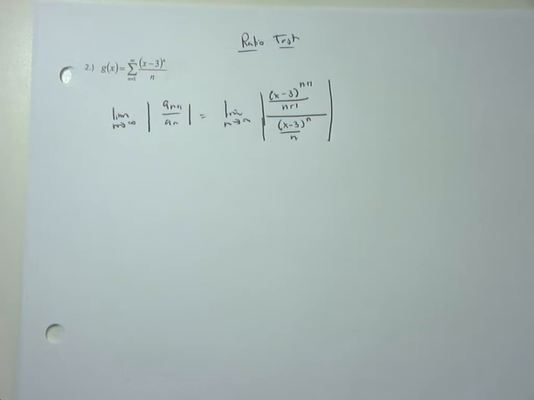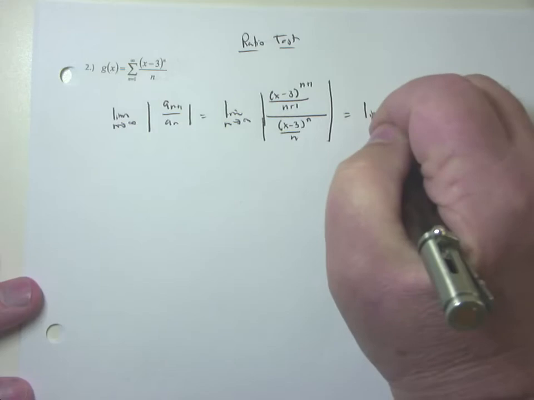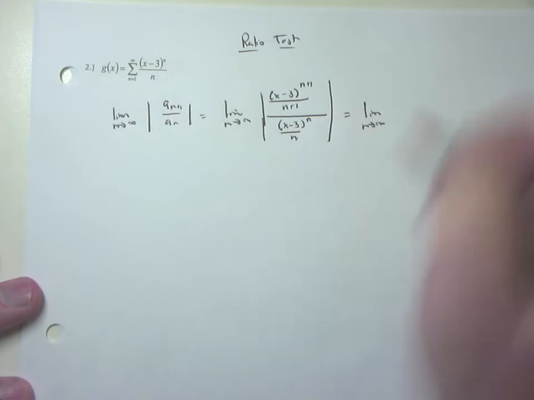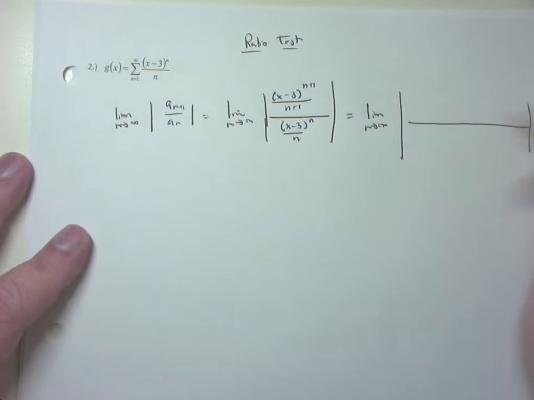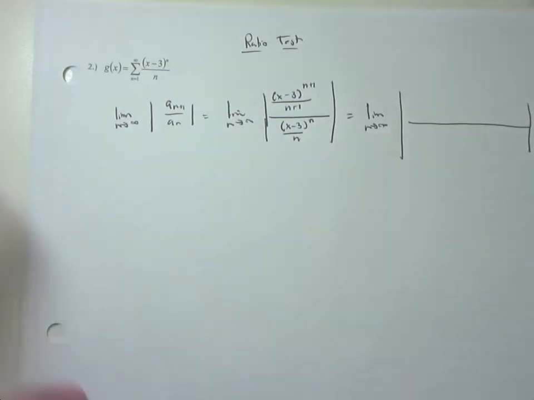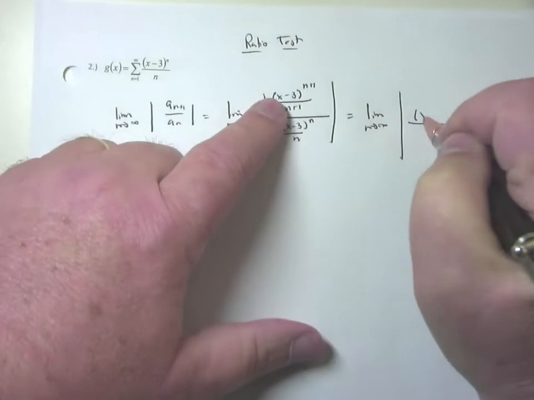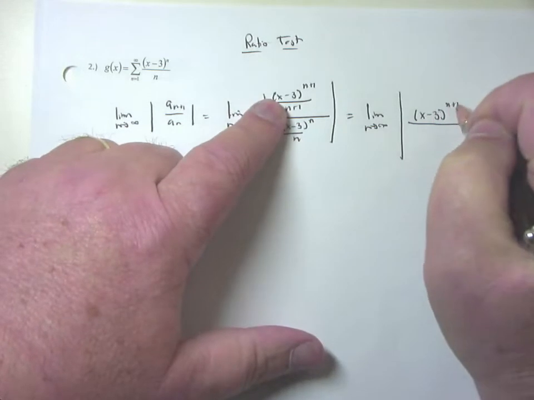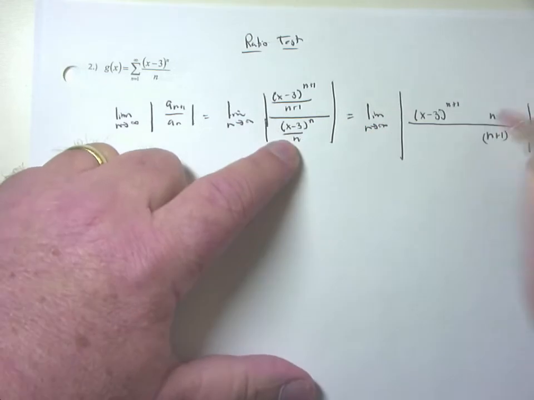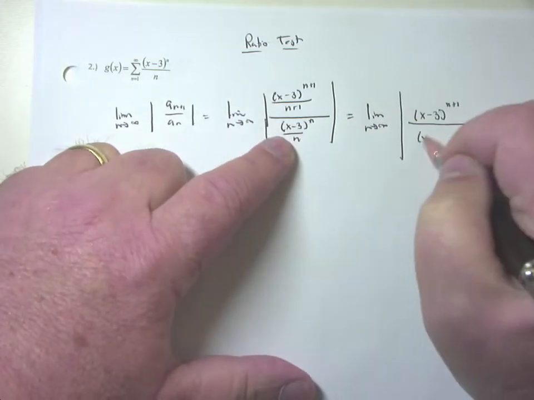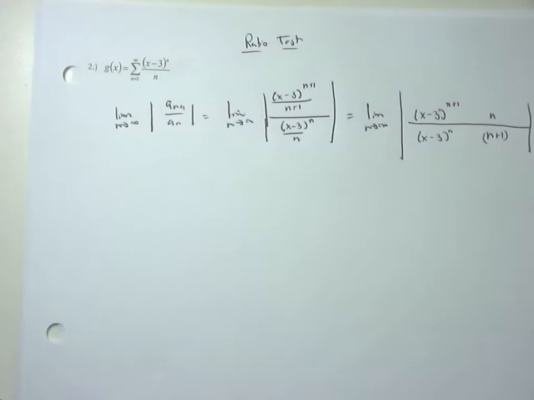Now, I also taught you guys last time the trick of cleaning up these ratio tests. So when you clean this up, you're getting the absolute value of, and you're going to invert, multiply, and group together like terms. So this numerator gives you (x minus 3) to the n plus 1 divided by n plus 1. When I invert and multiply, the n shows up on top, and the (x minus 3) to the n stays on bottom.